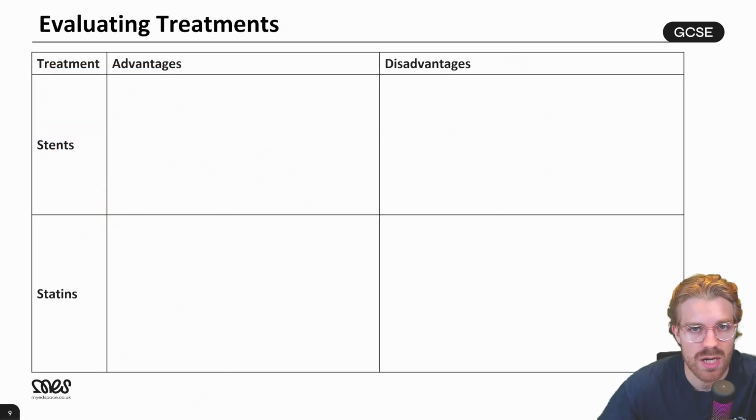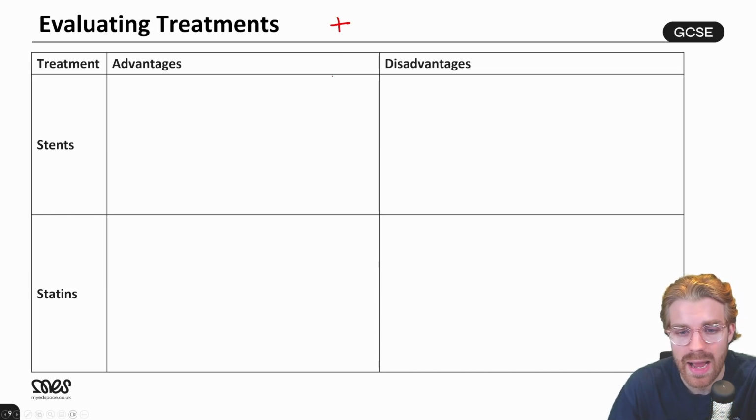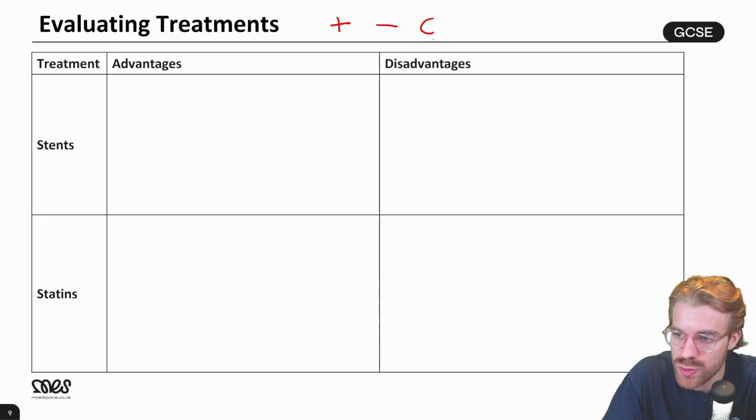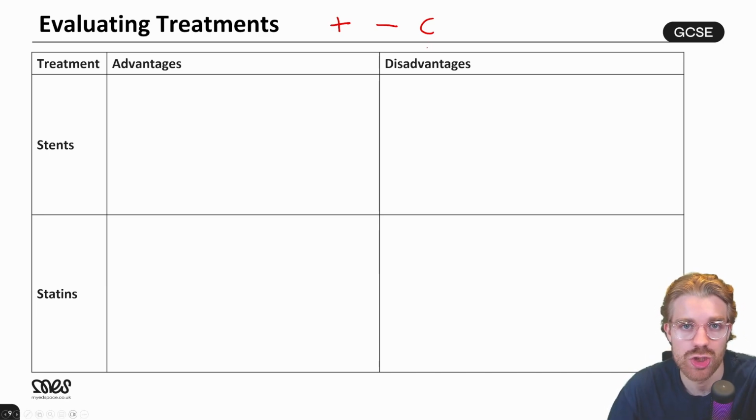So in an exam, you might be asked to evaluate different treatments for some diseases. And you might be asked to evaluate treatments for coronary heart disease, thinking about stents and statins. Whenever you do an evaluation, you need to think of three different things. We need to think about our positives, our reasons for, our advantages. We need to think about our negatives, our reasons against or our disadvantages, and a conclusion. When you do your evaluation, you must consider all three parts for all of the things that you are evaluating. So we must consider the advantages and the disadvantages of stents and the advantages and disadvantages of statins.